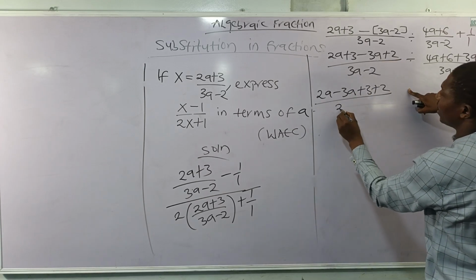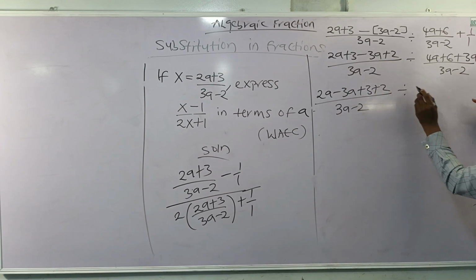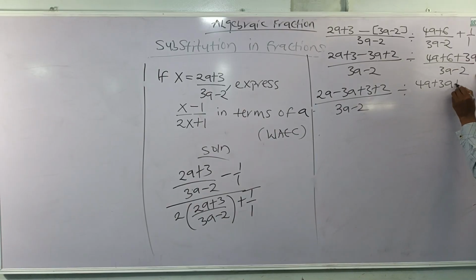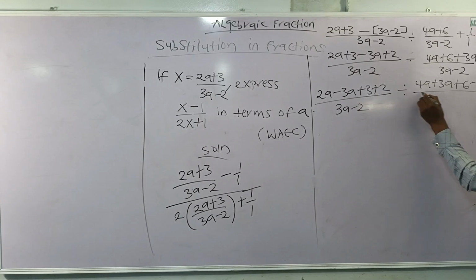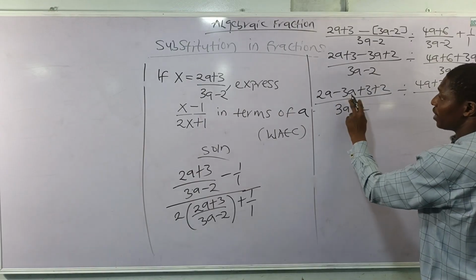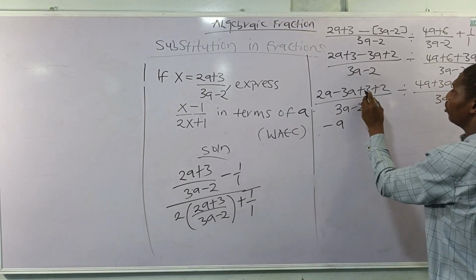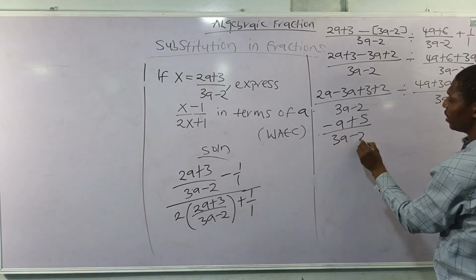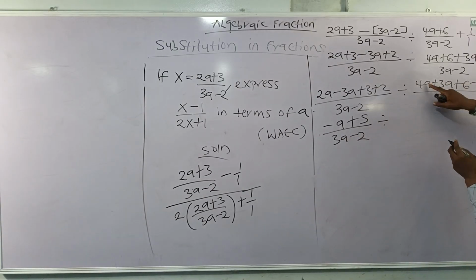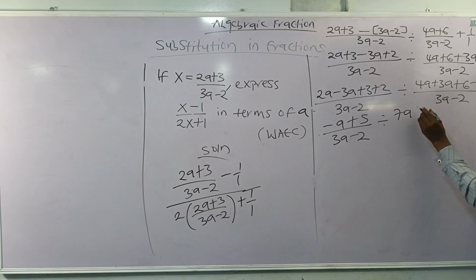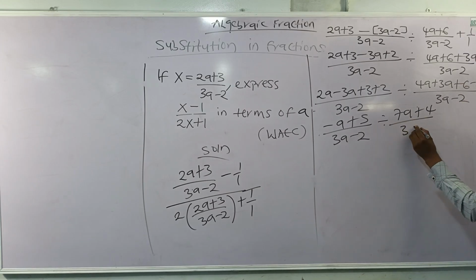2 to give all over 3A minus 2, divided by, this will give me 4A plus 3A plus 6 minus 2 all over 3A minus 2. Now, 3A minus 2A, that is 2A minus 3A, will give me minus A. Plus 3 plus 2 will give me plus 5 all over 3A minus 2. Divided by 4A plus 3A will give me 7A. Plus 6 minus 2 will give me plus 4 all over 3A minus 2.